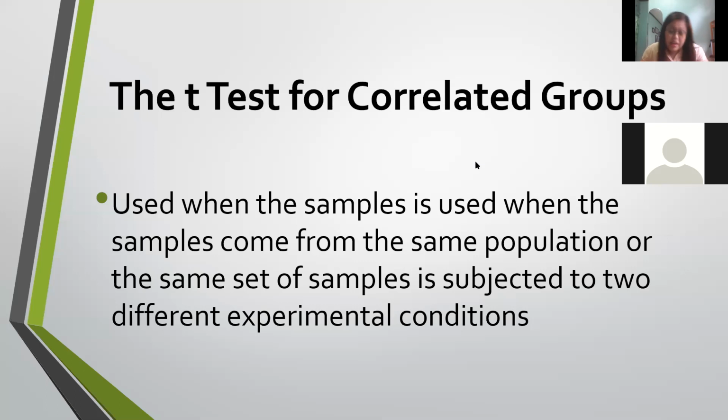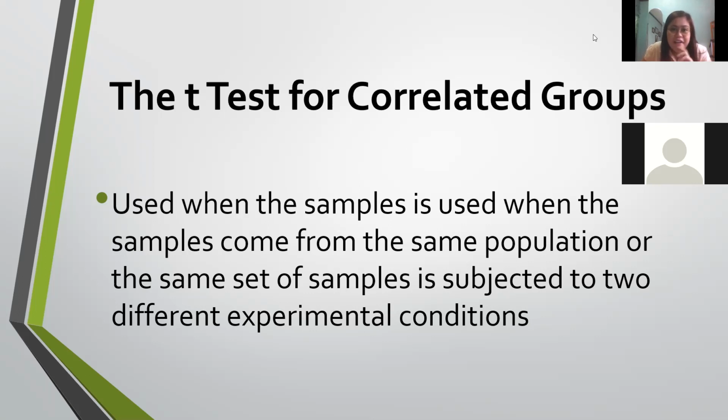Again, the next thing we will discuss is the t-test for correlated groups, or what we call the paired t-test. Okay? Paired t-test. So it is still a t-test with two groups. The only difference from the independent sample t-test is that you have the same set of samples. So whoever your subjects are in group 1 are the same subjects in group 2.